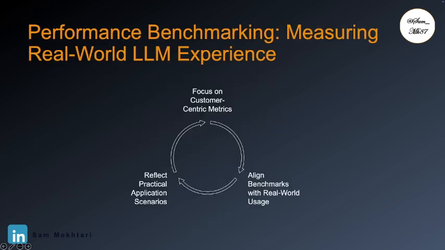Now let's talk about the different types of benchmarking methods that you can do. The very first thing is performance benchmarking. The key here is to measure the end-to-end performance that users experience in real-world scenarios. This goes beyond theoretical maximums and focuses on the actual speed and responsiveness that users experience. Here, it's crucial to align benchmarks with typical use cases to ensure they reflect how LLMs are used in practice. This customer-centric approach provides a more realistic assessment of LLM performance in various applications.